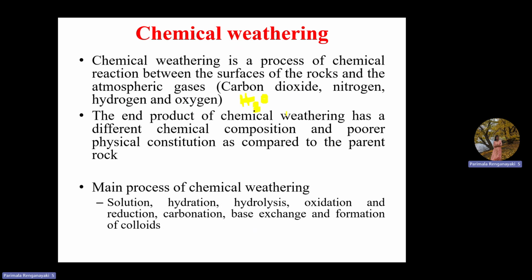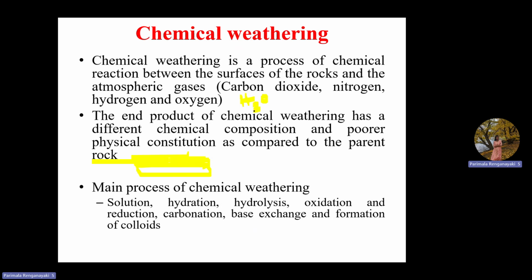The end product of chemical weathering has a different chemical composition and poorer physical constitution as compared to the parent rock. So you may have big rocks that may be disintegrated, but the disintegrated part may not have the same characteristics as the bottom rock from where it is broken down.